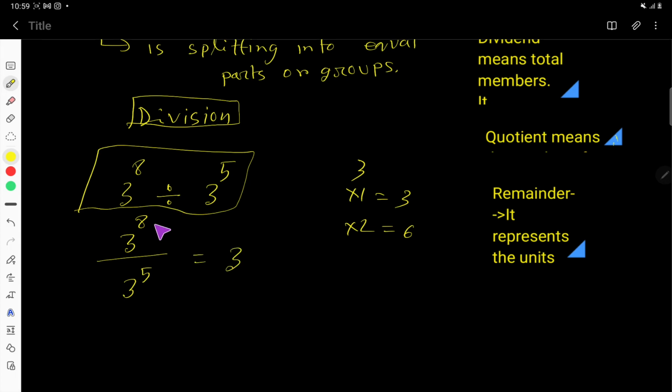Just subtract the power of 3. 8 minus 5. 8 minus 5. So we are getting here 3 to the power 3. 3 to the power 3 means we have 3, 3, 3, right? So 3 times 3, 9, times 3, that is 27. 27 is the answer.